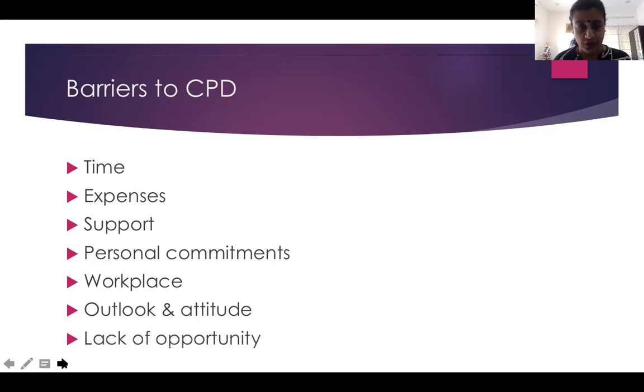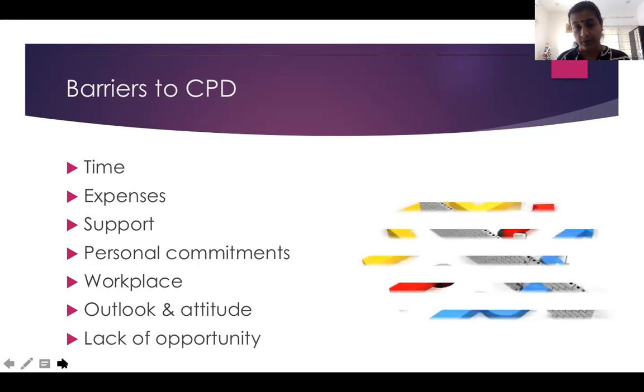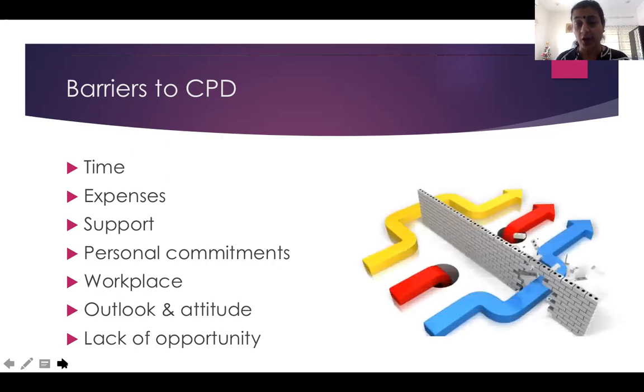And a lack of opportunity. But at the same time, if you see, none of the barriers are like that which cannot be overcome. So you have to find the solution how you are going to overcome that barrier. So coming to the time, of course, time management is important. You need to prioritize your work, see what is most important today. Avoid procrastination, try to meet all deadlines and everything. So time management will help you to overcome that barrier.